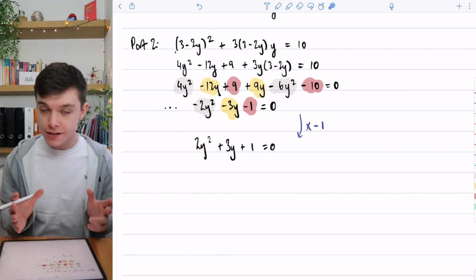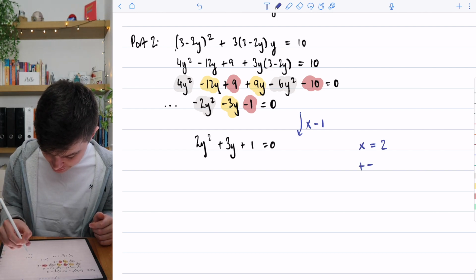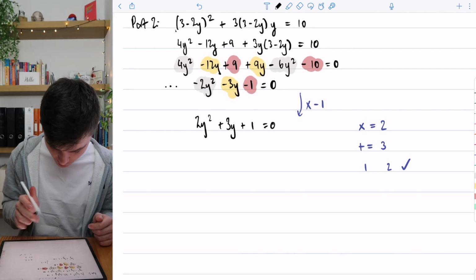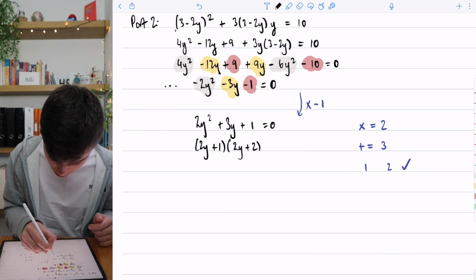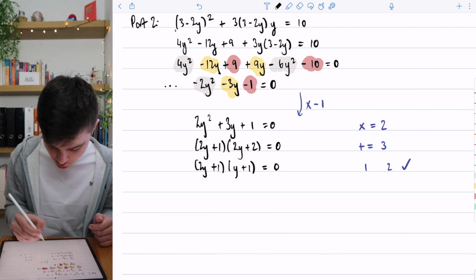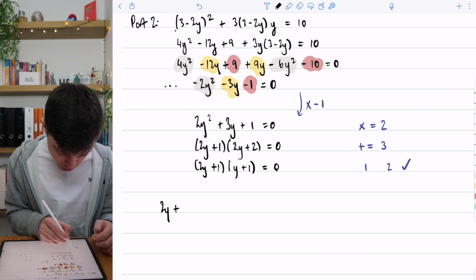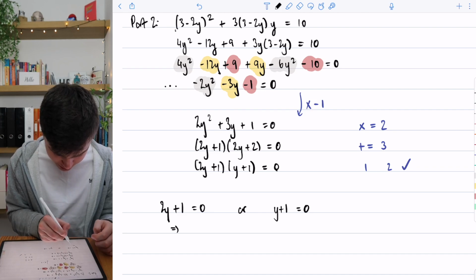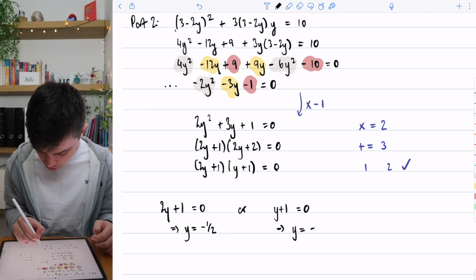And then I'm going to factorise that. I'm going to factorise by finding two numbers that multiply to give me 2 and add to give me 3. That is 1 and 2. So then we're going to have 2y plus 1 times 2y plus 2. Then I can simplify that second bracket by dividing by 2 to give me y plus 1. If you're unsure of factorising, I do have a video on the channel. So then I can say 2y plus 1 is equal to 0, or y plus 1 is equal to 0. This tells me that y is equal to minus a half, or this tells me that y is equal to minus 1.